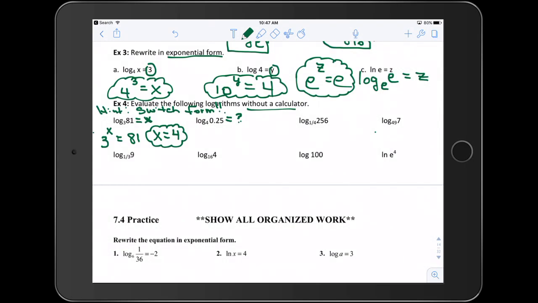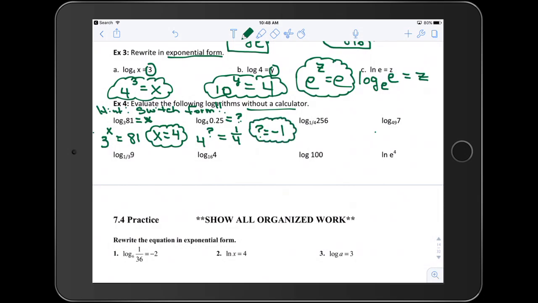So that when you switch it over, you're like, 4 to the question mark, 4 to what power gives me 0.25, but I'm going to switch that over to a fraction so it's a little bit more obvious. 1/4. So 4 to what power gives me 1/4? Well, here's the thing. 4 to the first power gives you 4, but 4 to the negative 1 would flip that 4 into the denominator, or do the reciprocal. So this question mark is equal to -1.